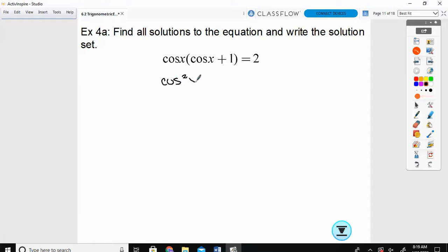So cosine times cosine is cosine squared x. 1 times cosine is cosine x, equals 2. So then we could subtract over the 2. So then we can factor.